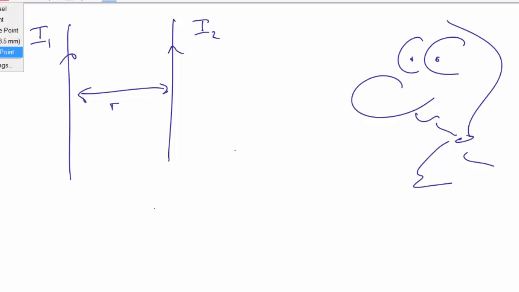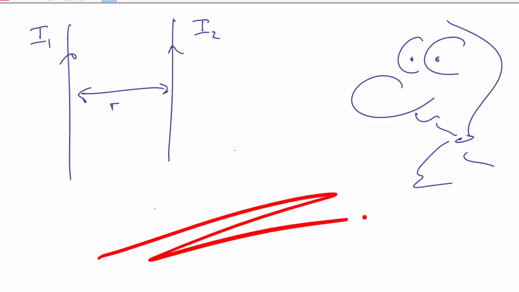Now, if we were to set up this configuration, what we would find is that for currents flowing in the same direction as I've drawn them here, we would get an attractive force between the wires. That force would drop off as 1 on the distance squared. If we reversed one of the currents, we would get a repulsive force between the wires, but the force would drop off again as 1 on the distance between the two wires squared.